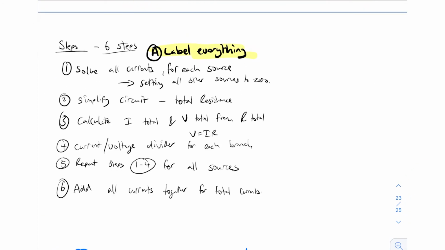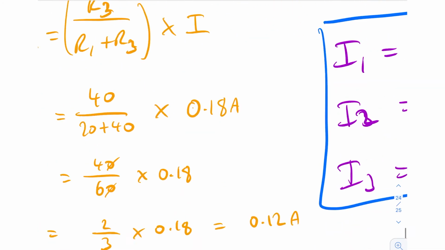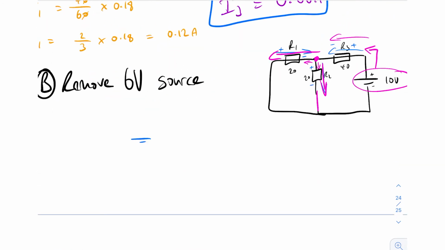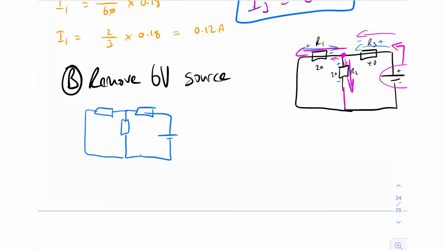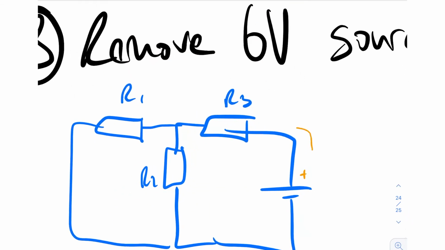Okay, so let's do this then. I forgot to go back and mark off my steps. So we're solving currents for each source, and we're setting all other sources to 0. We've simplified the first circuit by finding the total resistance. Then we calculated I total using V equals IR, and we did the current and voltage divider for each branch. And now we're repeating steps 1 to 4. So we're going to simplify the circuit again and find the total resistance here. Okay, so let's just redraw the circuit so we know what we're looking at. Okay, so this is the circuit. You've got R1, R2, and R3. So what you can see is that electrons are coming out of this battery here. They're going through this one, and then when they get into here, they're splitting this way.